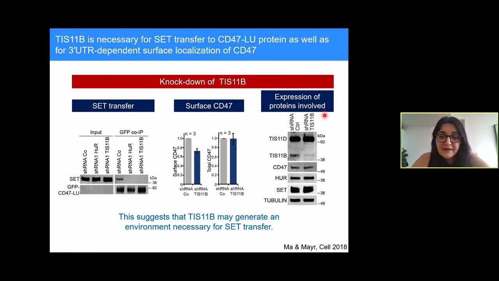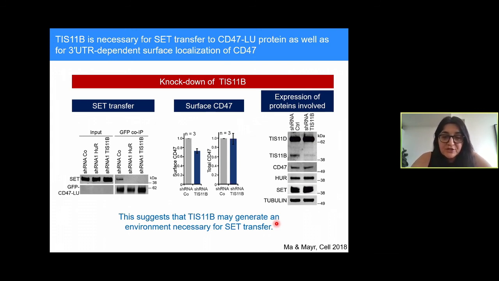But when we then did a Western blot and looked at the expression levels of all the factors that are involved in CD47 surface expression, we didn't see any difference upon Cis11b knockdown. This led us to hypothesize that Cis11b may generate an environment that is necessary for SET transfer. And because we wanted to see if there is an environment, we wanted to do imaging.